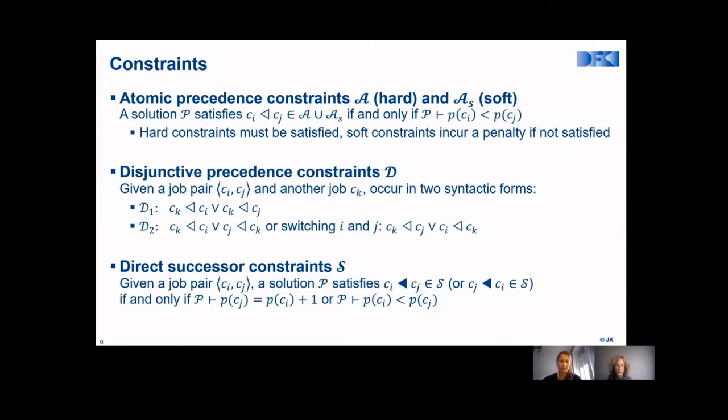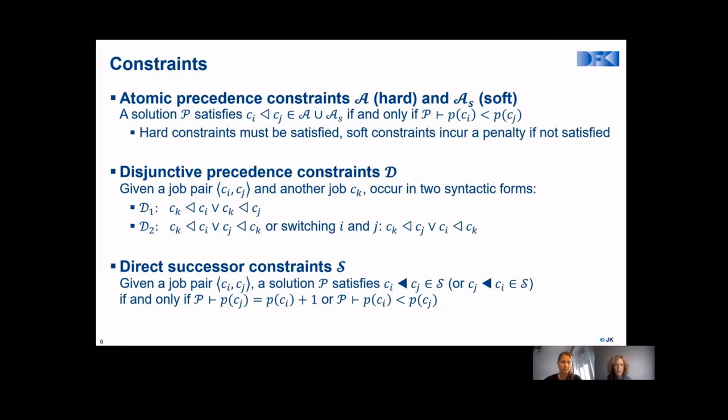in the permutation. We also introduce disjunctive precedence constraints, which are disjunctions of two atomic precedence constraints. They occur in a limited syntactic form and are defined over a job pair for a single cable and another job coming from some other cable.